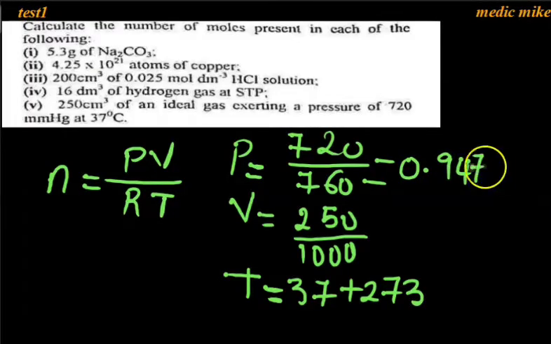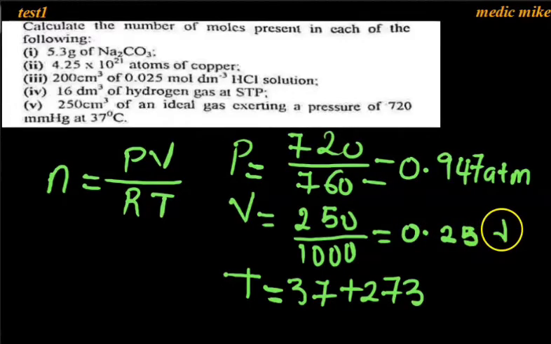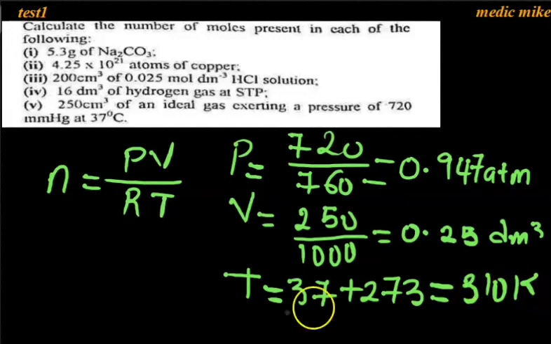Now this will be equal to 0.947 atm. The volume will be equal to 0.25. The temperature will be equal to 310 Kelvin. While R is a constant, which is 0.0821.